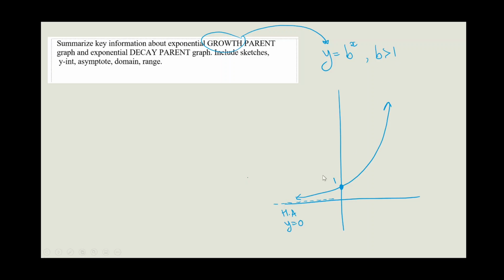So the summary of key information about growth and decay parent graphs. This is before we introduce transformations. This is just talking about the basic shape. So we could have a growth, as we said on the previous slide, that if the base is greater than 1, it's going to be growth, and it's going to rise from left to right, have a y-intercept of 1 and a horizontal asymptote. HA stands for horizontal asymptote at 0. Its domain and range is written here.